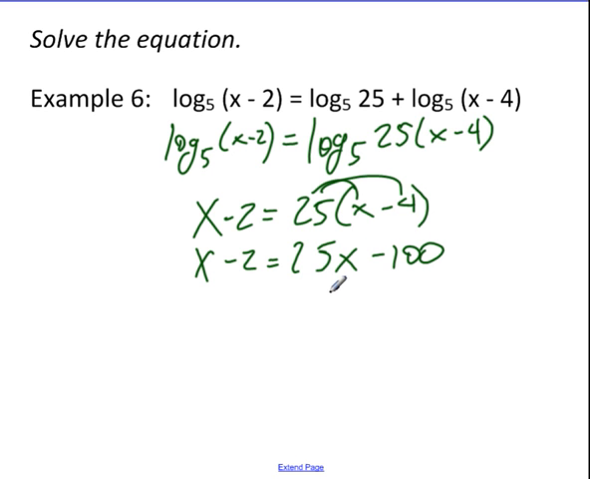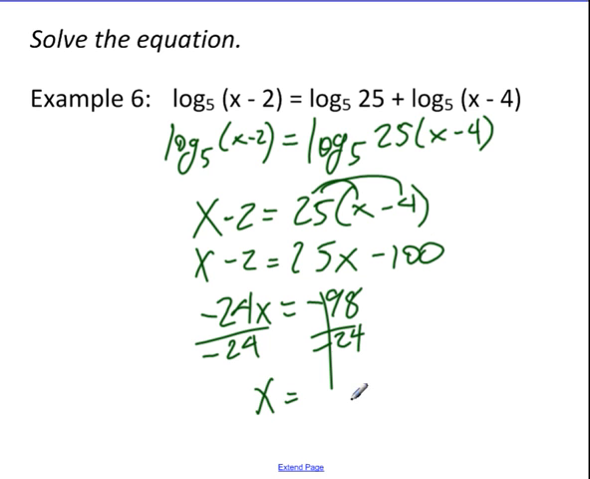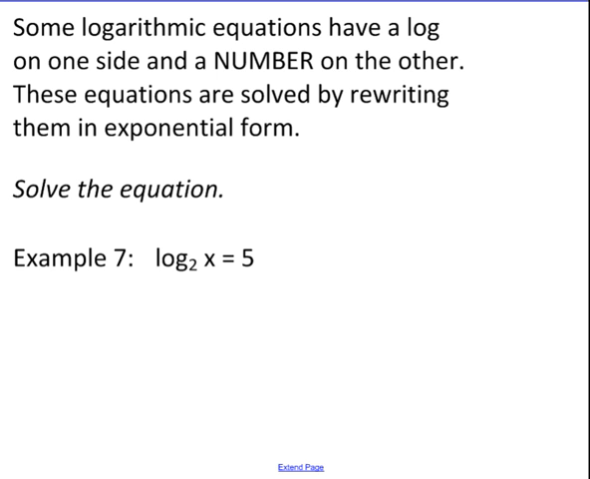Now I'm going to subtract that 25x, get negative 24x, and add that 2, makes negative 98. So when we divide, that don't go in evenly, but it's going to be positive, and what's that? Half of 98 is, what, 49? And half of 24 is 12. So 49 twelfths. That's a fun number.